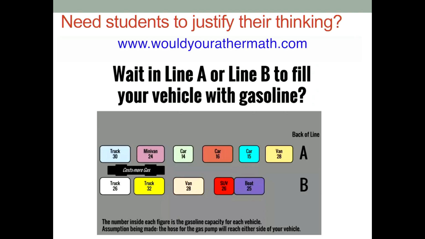And I happen to choose this one. This one is asking me, would I rather wait in line A or line B to fill my vehicle with gasoline? And let's see, the gas station costs more gas. Okay, number one, I probably wouldn't want to go there. Thought that was a real interesting name, costs more gas. But now I can see the type of vehicles and the quantities of their gasoline tanks. The caveat is the pump for the gas can go on either side of the vehicle, so you don't have to say, well, I've got to go on this line because the gas tank's on the left side of my car. You take that out of the equation.